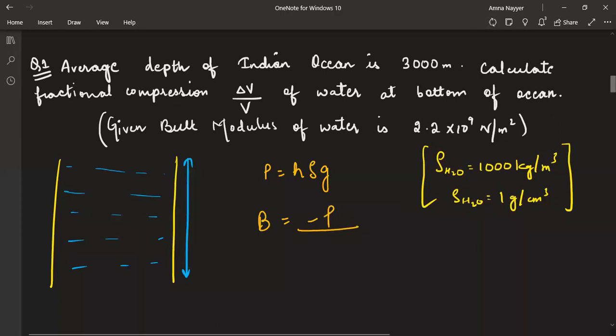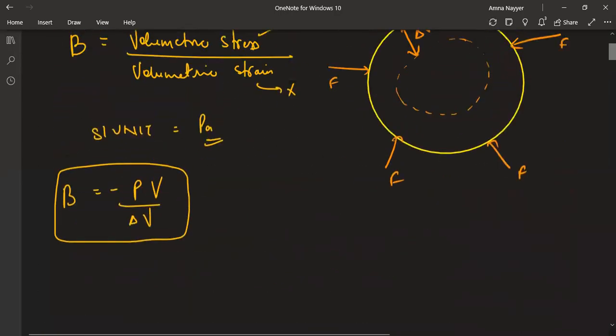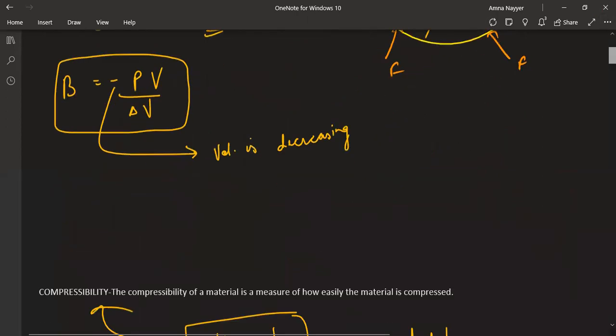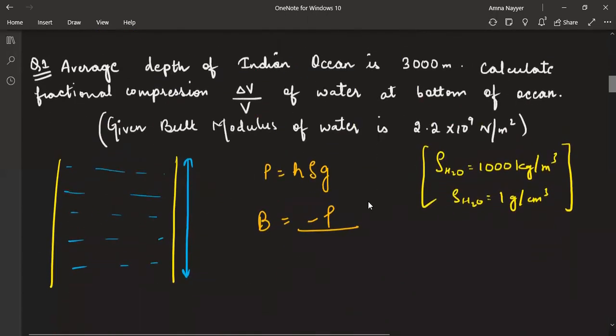Okay, one more thing I didn't discuss. Why is this minus sign? Minus sign simply indicates that volume is decreasing. Nobody asked me about the negative sign. See, minus sign is just because this volume is decreasing. In case of length, length could have increased also. Here volume is decreasing. All right, that's why we have a negative sign. So minus P delta V by V. So delta V by V, now just taking the magnitude, will be P divided by B.